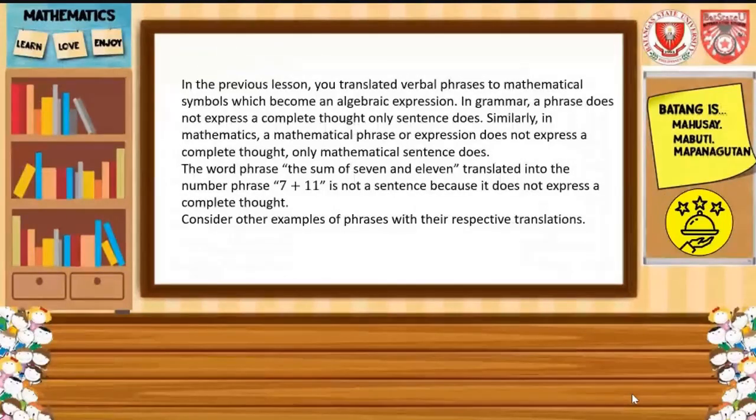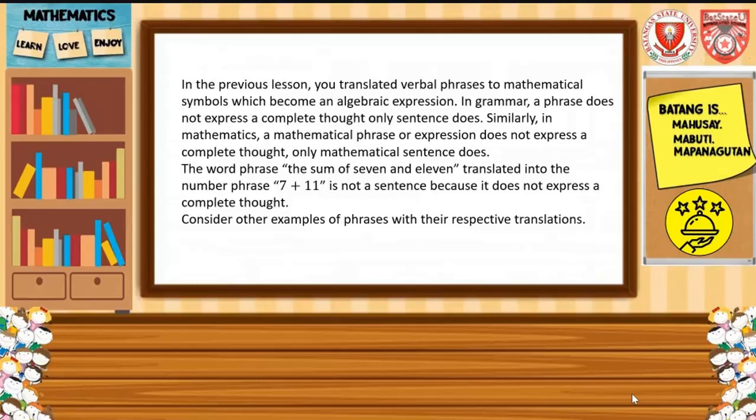In the previous lesson, we translated verbal phrases to mathematical symbols, which became algebraic expressions. In grammar, we have phrases that do not express a complete thought; only a sentence does. Similarly, in mathematics, a mathematical phrase or expression does not express a complete thought. Only a mathematical sentence does.